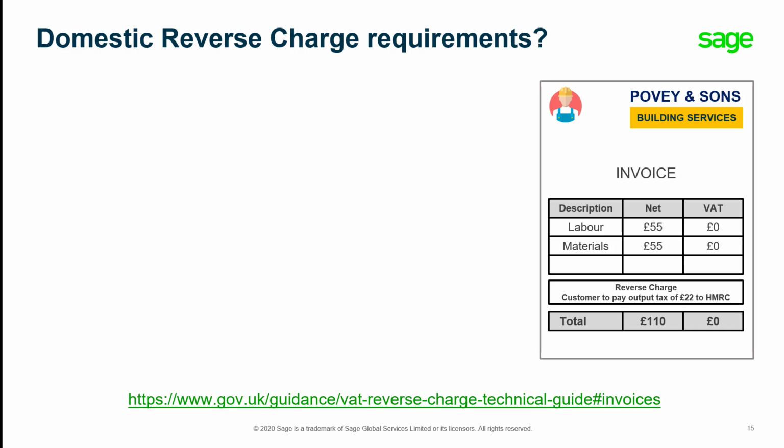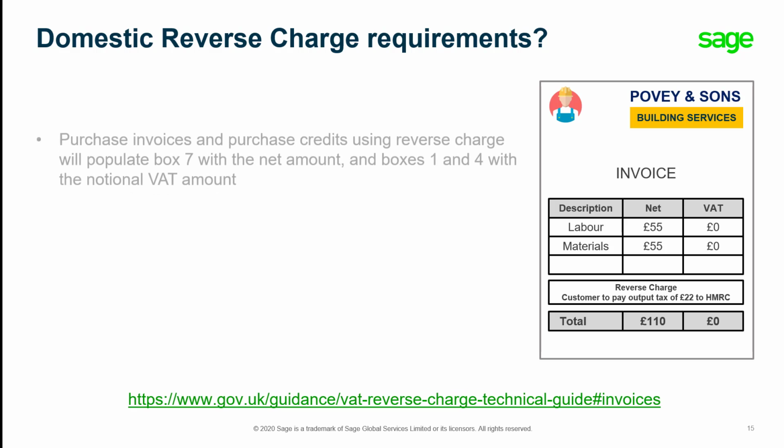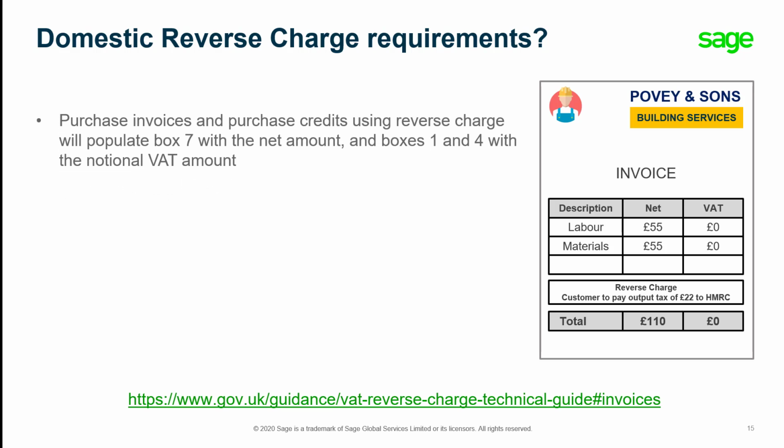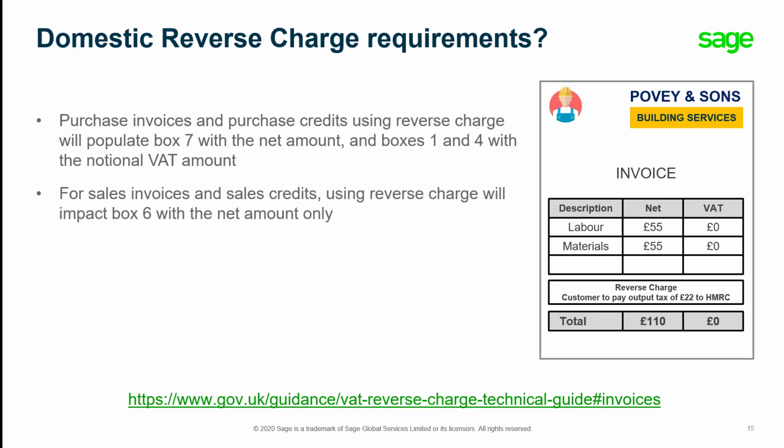So what do HMRC want to see occurring when processing domestic reverse charge transactions? So first of all, for your purchase invoices and purchase credits, they would use reverse charge and implement the notional VAT, so the net amount would show in box 7 and boxes 1 and 4 will hold that notional VAT amount. For your sales invoices and sales credits, reverse charge will only impact box 6 with the net amount only, so there's no notional VAT at this point.